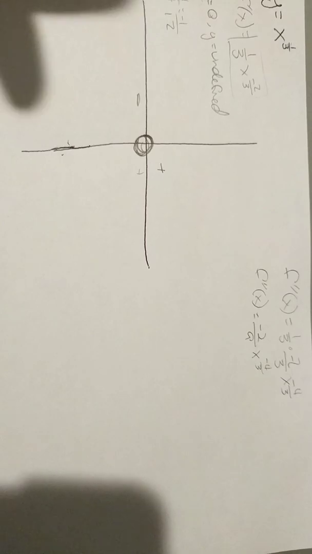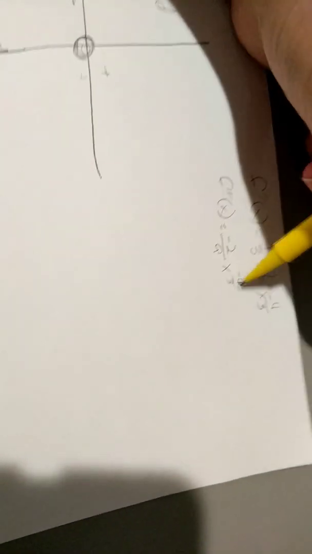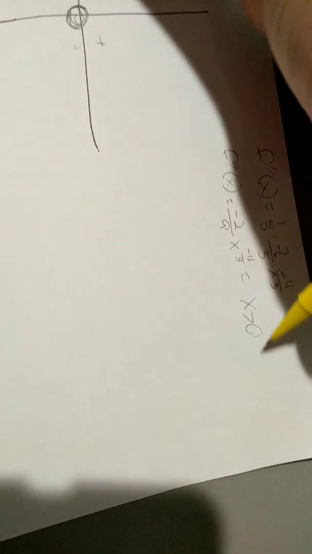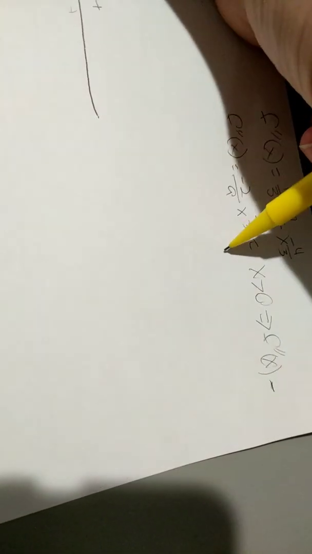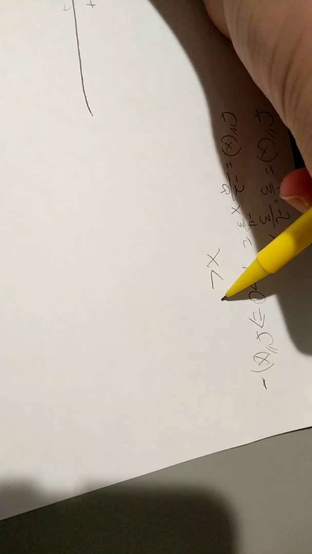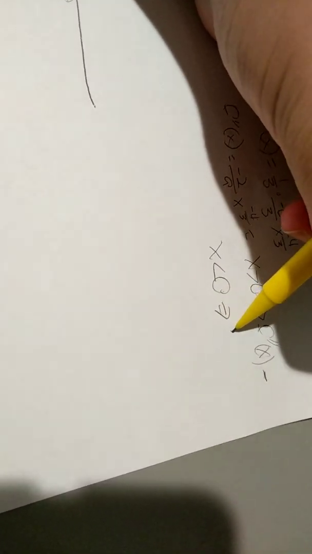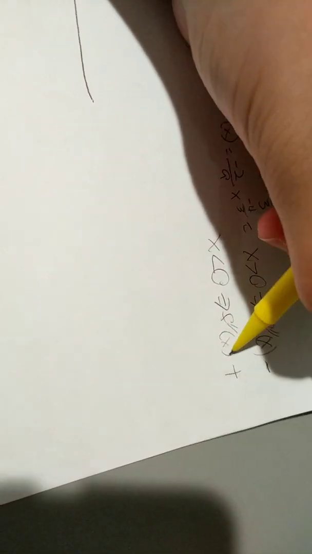So when x is greater than 0, f prime prime of x is negative, and when x is less than 0, f prime prime of x is positive.